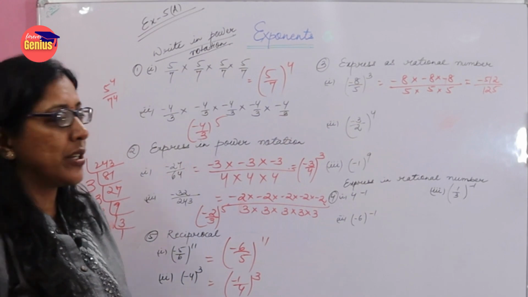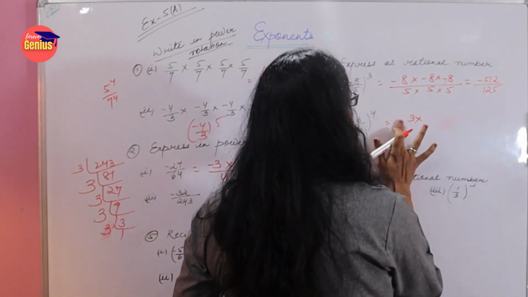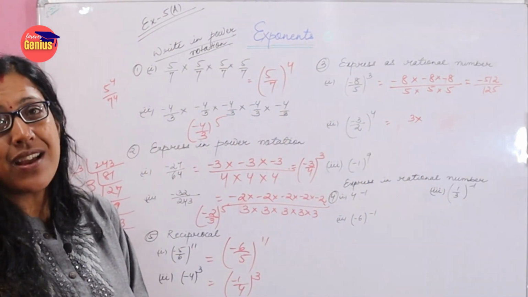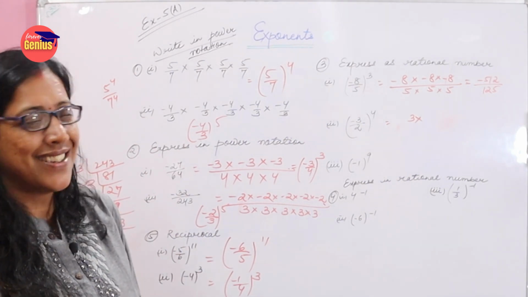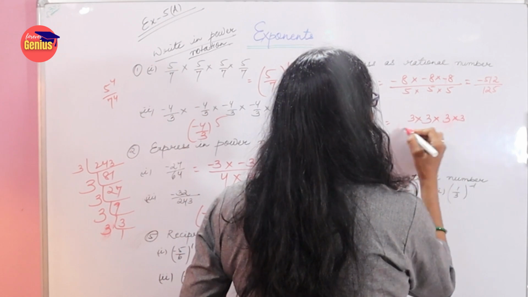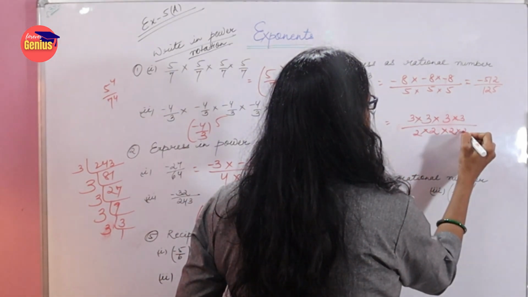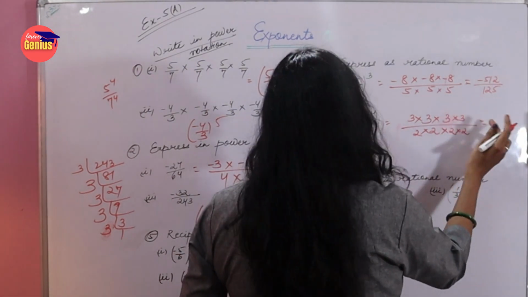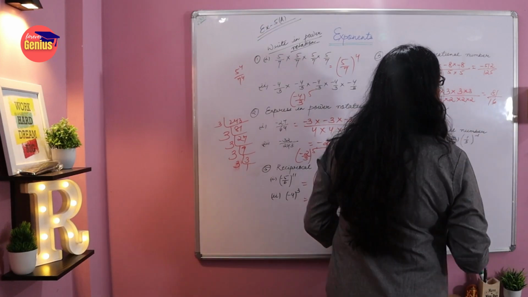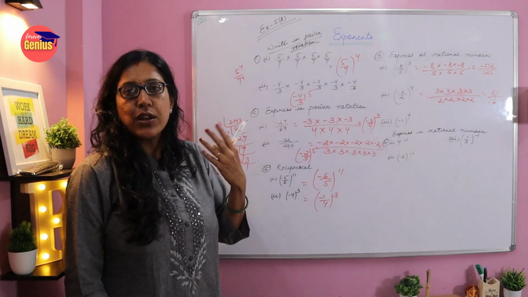Now our next question. Minus 3 by 2 to the power 4. So again I will multiply. Now in this case the number is even, so we don't need to give the negative sign. So 3 into 3 will be multiplied 4 times. Now this is multiplied 4 times. So 27 3s is 81 and 81 by 16. So this is the way we are supposed to solve our questions.